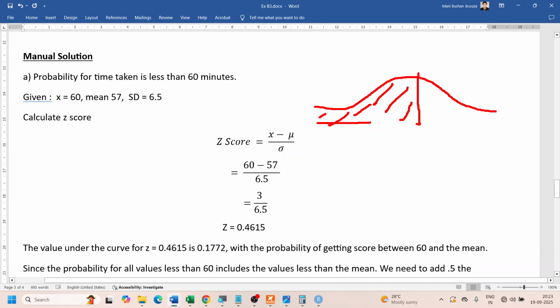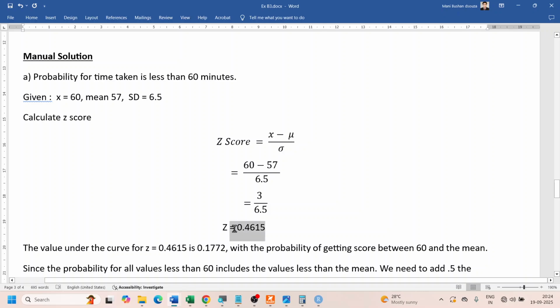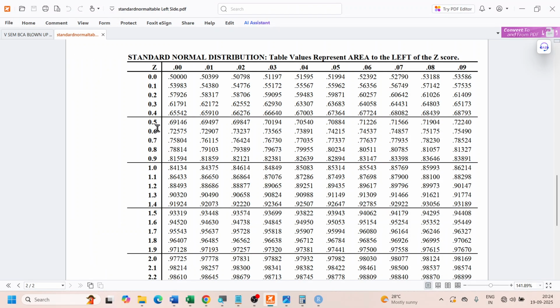So this less than 60 value is being asked there. Let's go here and look at the Z values. This is 0.46. Let me search for 0.4 here. So you have this 0.4 here, and you just go to 0.4 here, and 0.46 was there.